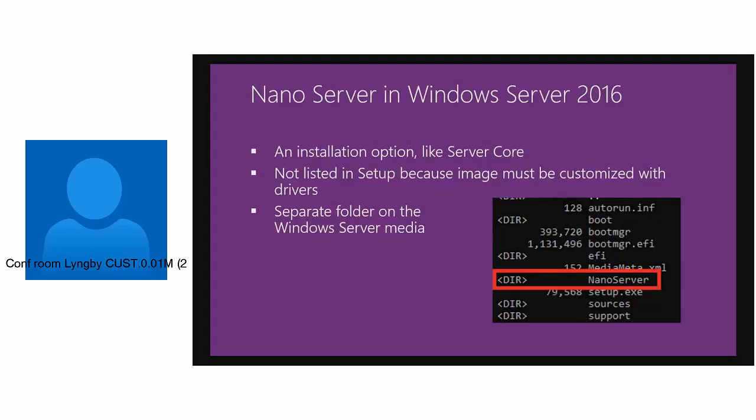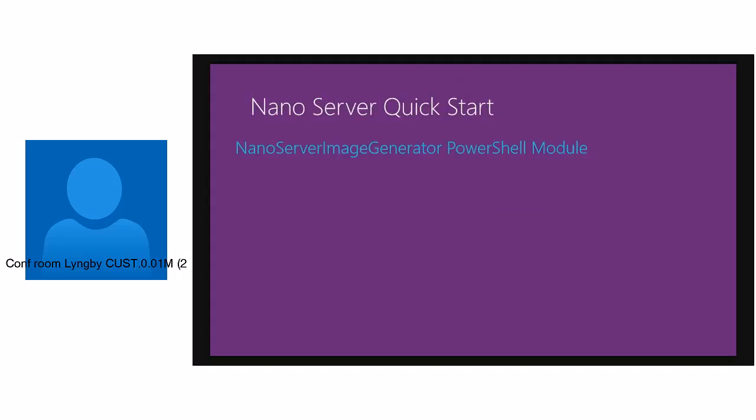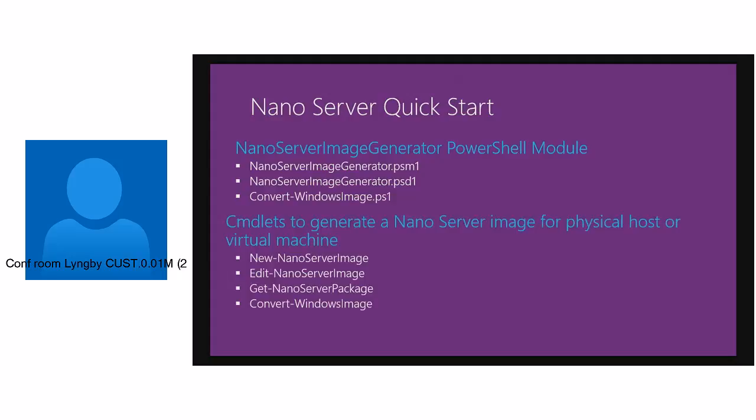You have scripts, actually the module with functions that you need there. You have a WIM file as well. So everything that you need to deploy it is in that folder. They provided the Nano Server Image Generator PowerShell module that contains a couple of files, the actual module and manifest file, and Convert-WindowsImage.ps1, which was actually created even before Nano Server, and it was available before on the TechNet Script Center.